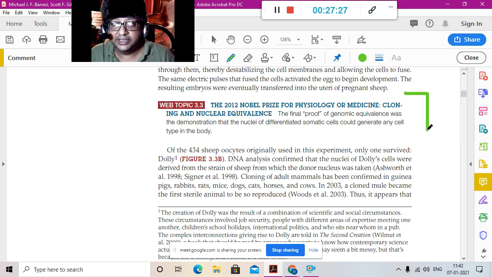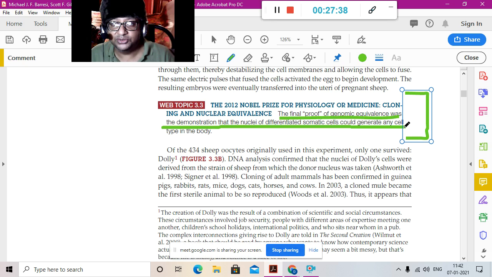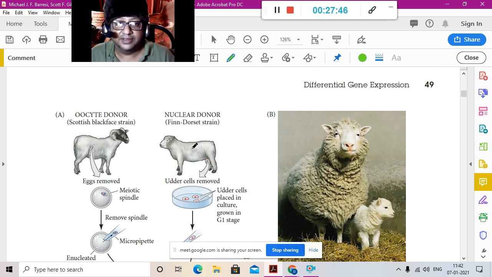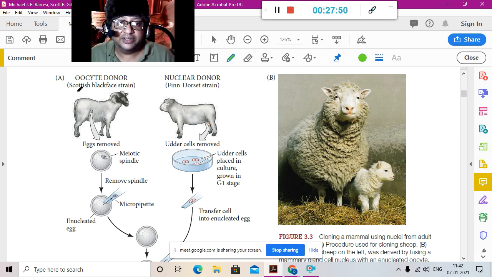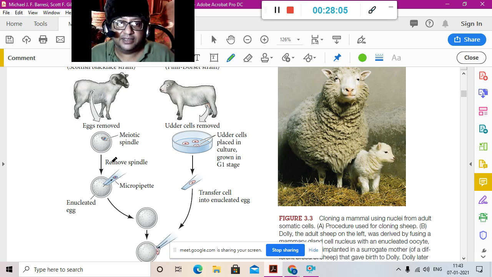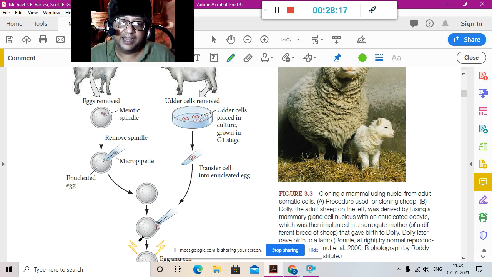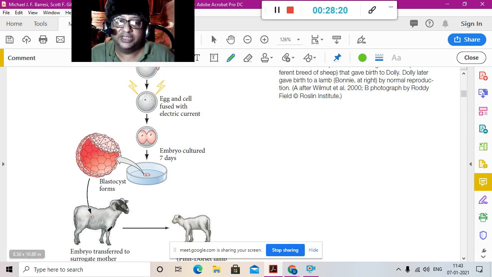You have heard about Dolly, nuclear equivalence. The final proof of genomic equivalence was demonstrated when the nuclei of differentiated somatic cells could generate any cell type in the body. So Dolly was a big example. The egg was removed from the oocyte donor with a micropipette, and this was an empty egg, the nucleus having been removed. And from the udder cells, which are somatic cells, they removed the nucleus and put it inside, and from this nucleus you got Dolly the sheep.